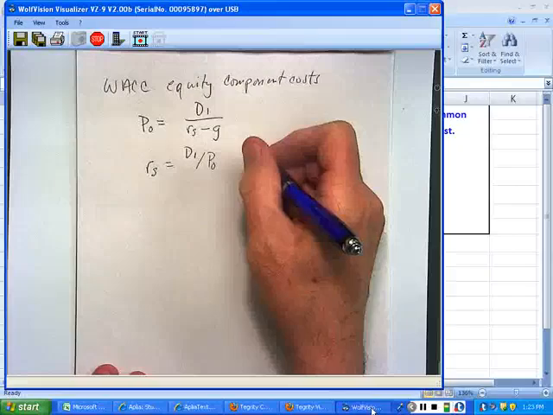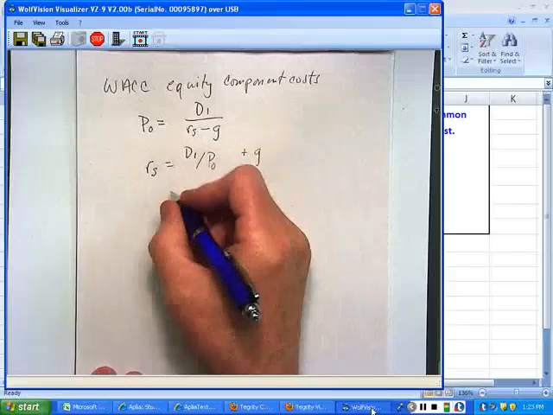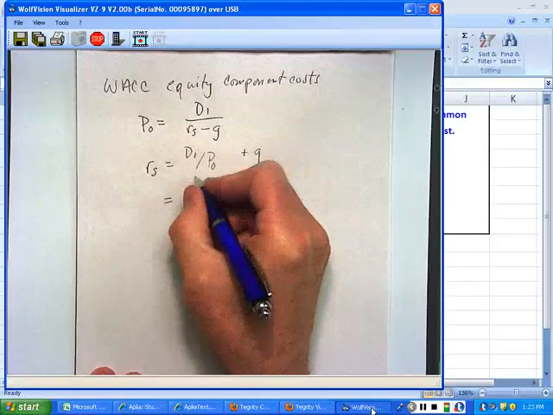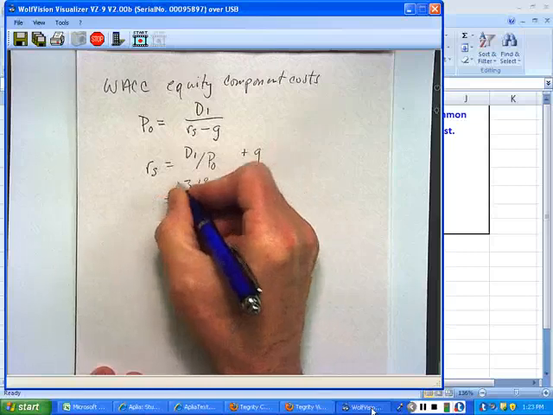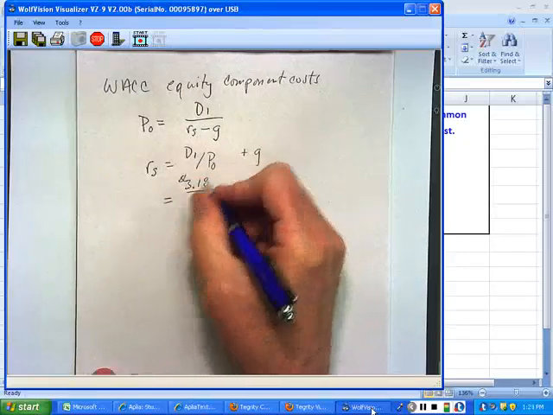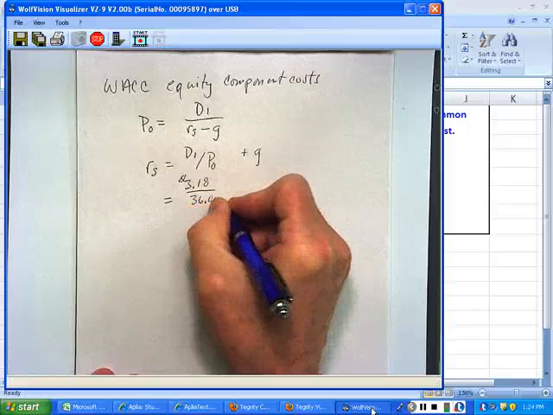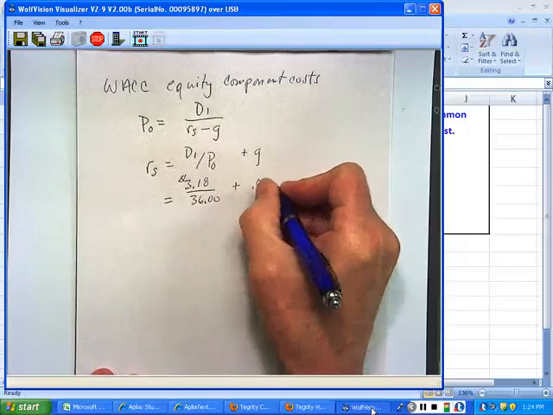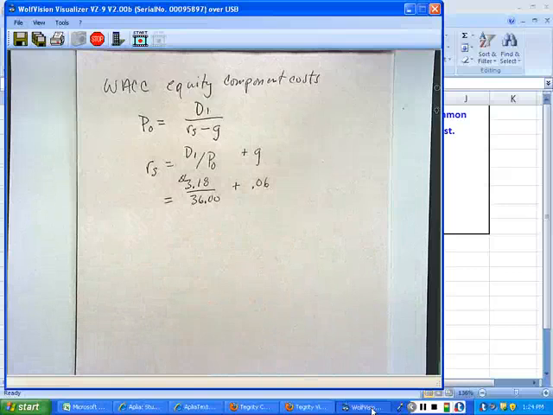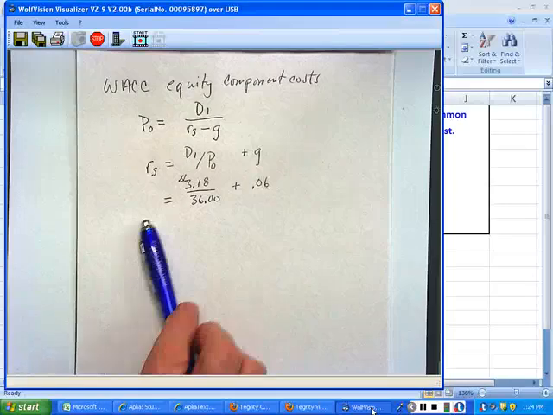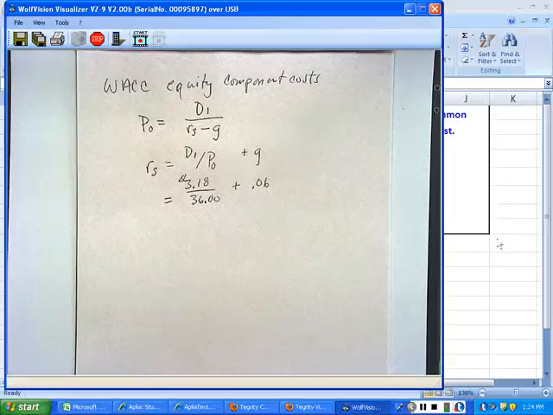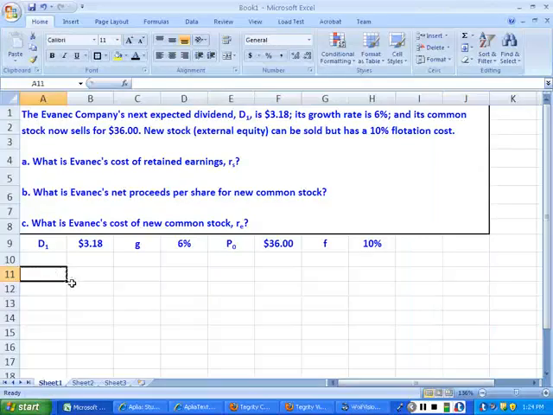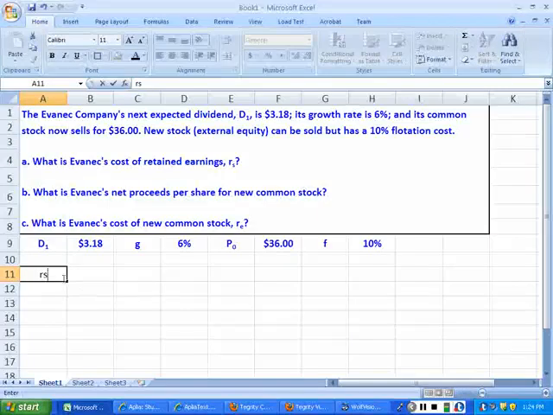Now, if we take a look at this for the problem in question, we have a dividend of $3.18, and we're going to divide that by the current price of $36. To that, we're going to add the growth rate of 6%. If we put these into play and solve, it'll give us an idea of the cost of retained earnings. So let's take a look at that. And when we deal with this, here is our answer for R sub S.